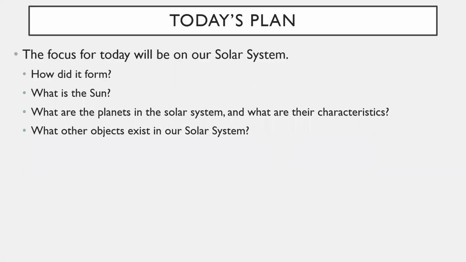Some questions that we'll have for today are, how did it form? In other words, where did our solar system come from? Why does it exist? What is the sun? Seems like a silly question to ask, but we'll talk about what actually goes on in the sun. We've kind of learned a little bit about that before. What are the planets in the solar system and what are their characteristics? So you'll have to know a little bit about each one. We don't need to go in super great detail, but just a little bit about each one. And what other objects exist in our solar system.